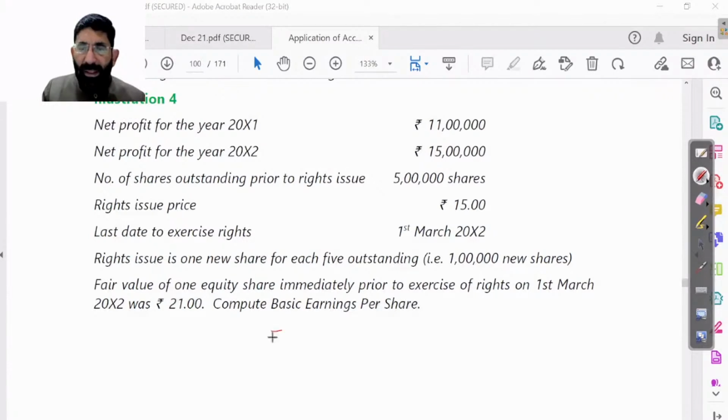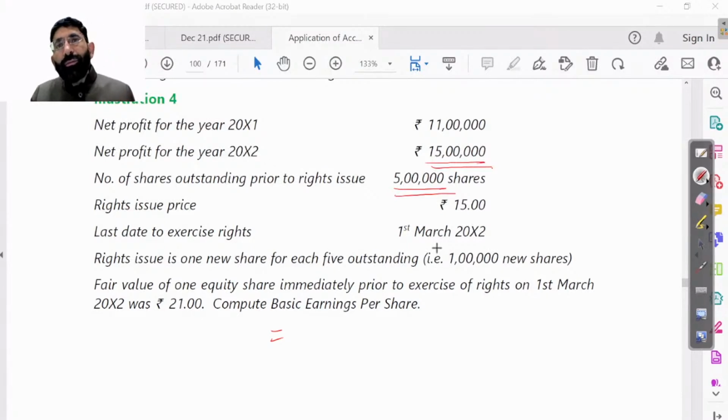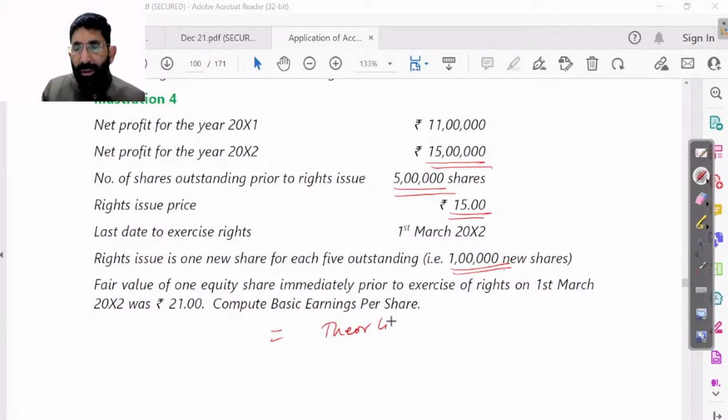Let's understand this thing. Earlier, our profit was 15 lakh for 5 lakh shares. Now what will happen? We have further issued 1 lakh shares at rupees 15. So we have to first of all get the theoretical X right price. This is basically a right share chapter which has already been done by you, or which will have to be covered in this class.